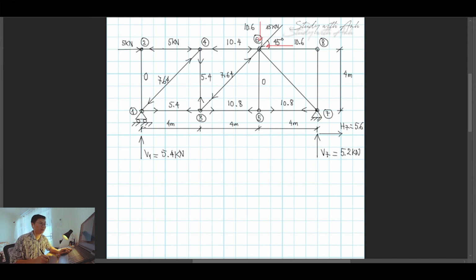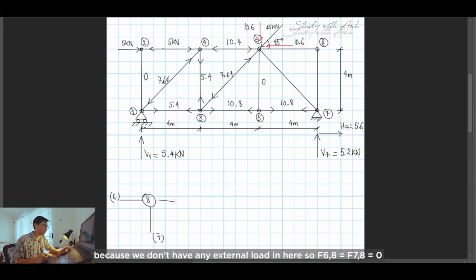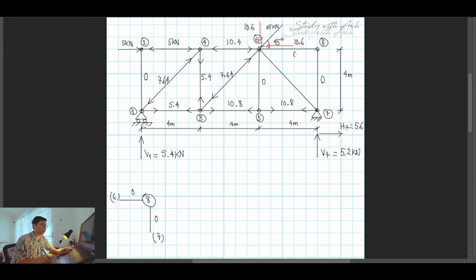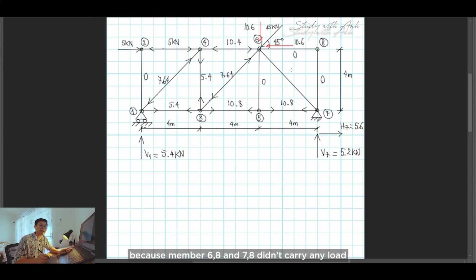So now which one do you want to do? I will do node 8. Because we don't have any external load in here, the force on member 6,8 and the force in member 7,8 will be equal to 0. So 0 here and 0 here as well. So basically they waste the material here, because it didn't carry any load.